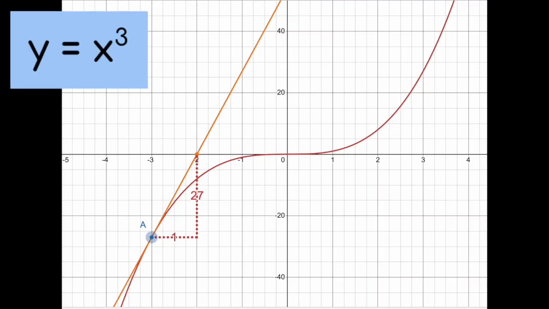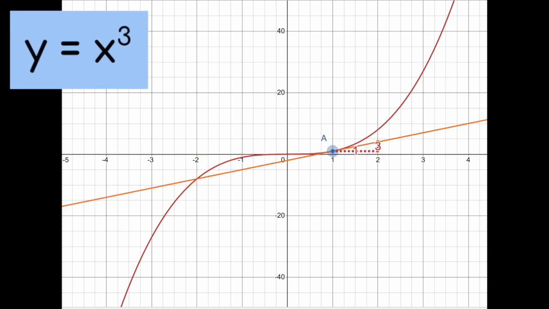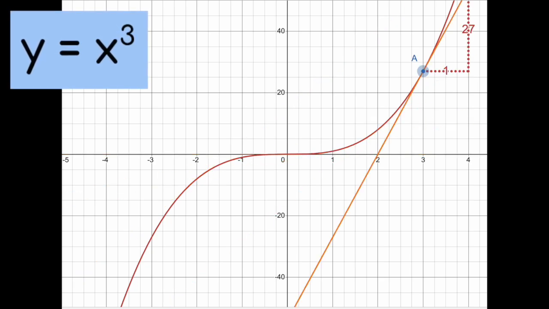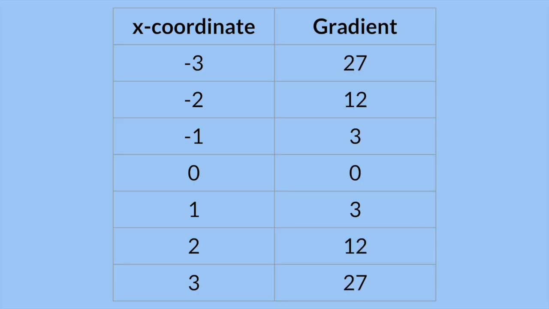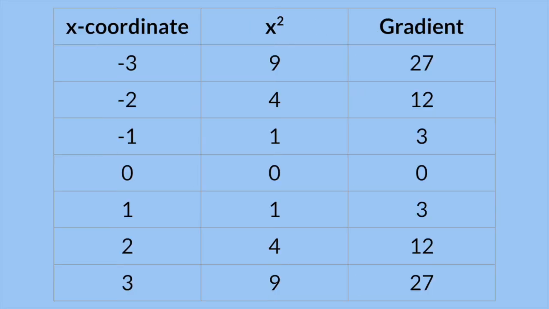If we then do that again with a new function, y equals x cubed, we can collect different gradients for different x values. Again, once we've done that, we can put it into a table. This time round, the formula might be a little bit trickier to spot. So if we square the x coordinate, it maybe makes it a bit easier to see what the rule is. If I take the x coordinate and square it, giving me 9, 4, 1, 0, and so on, hopefully you can see that the gradient is always 3 times by that value. So for example, 9 times by 3 is 27, 4 times by 3 is 12.